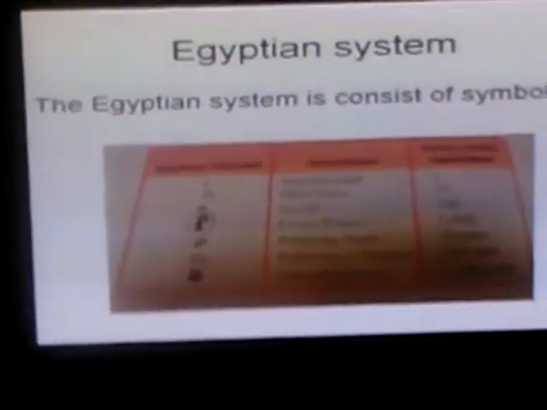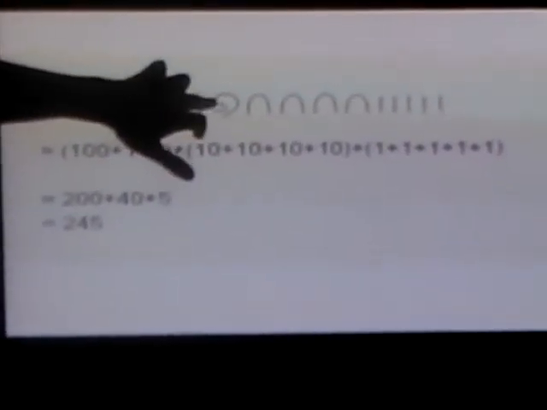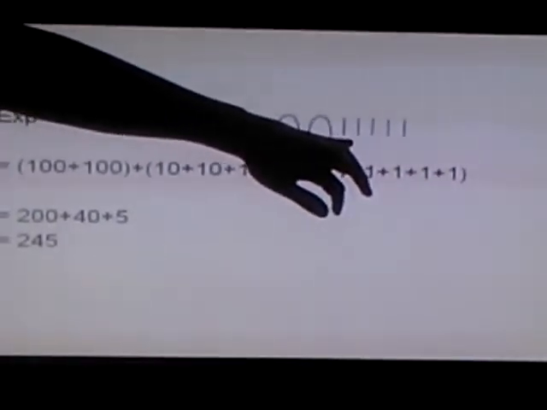The Egyptian system consists of symbols. This table shows the symbols of the Egyptian system, their description, and the Hindu-Arabic equivalent. Right here we have an example of the Egyptian system. We have 2 scrolls, each scroll represented by 100. We have 4 heel bones, and each heel bone represented by 10. And we have here 5 vertical staffs, each one represented by 1.